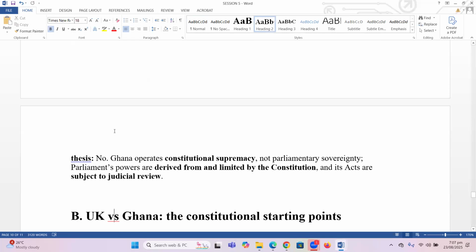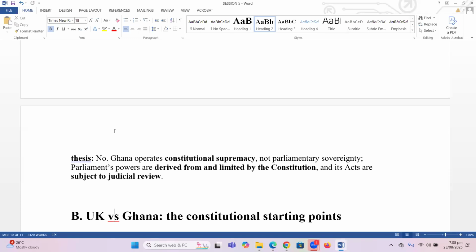So straightforward, the statement is certainly not applicable to Ghana, as we know, because Ghana operates constitutional supremacy. If we look at Article 1 of our constitution, it's quite clear. Ghana does not have any parliamentary sovereignty. Powers of Parliament in Ghana are derived from and limited by the constitution.